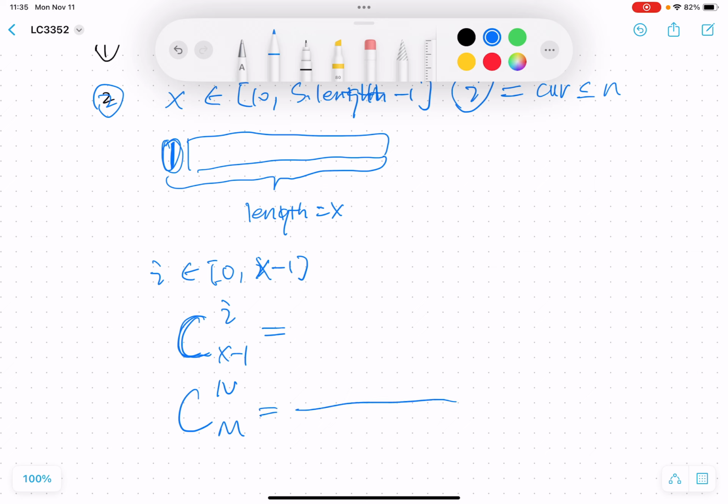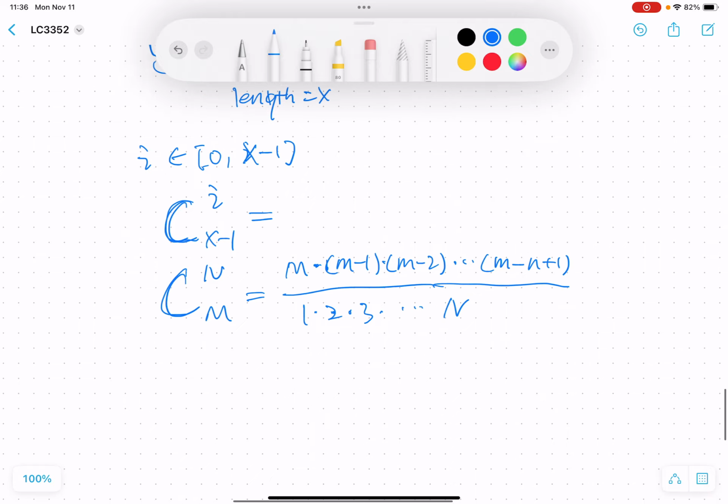It will be m multiplied by (m minus 1) multiplied by (m minus 2) ... multiplied by (m minus n plus 1). Then we divide it by 1, 2, 3 until n. This is the formula of the C function. It means how many situations there are if we choose n atoms from all m atoms.